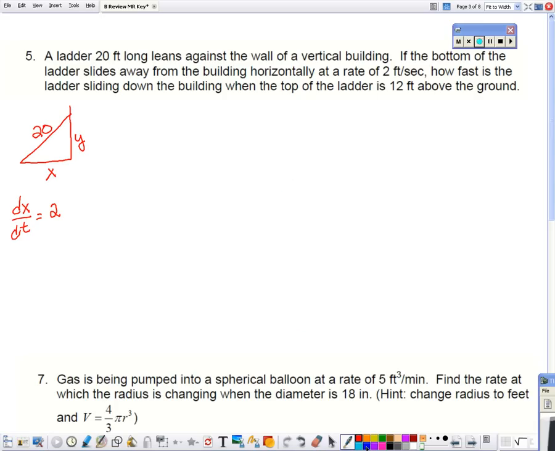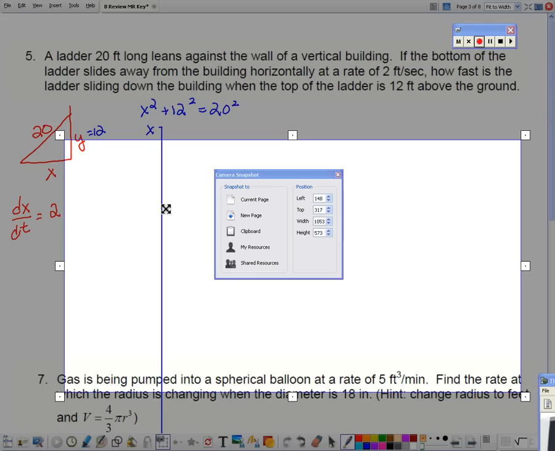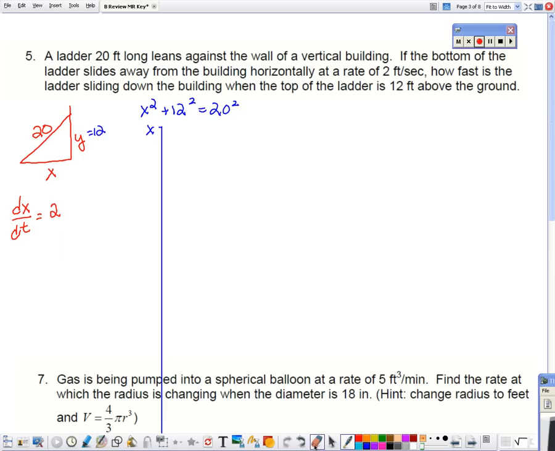Then it tells us that the top of the ladder is 12 feet off the ground. So I can use the Pythagorean theorem to figure out what x equals. So x equals 16.